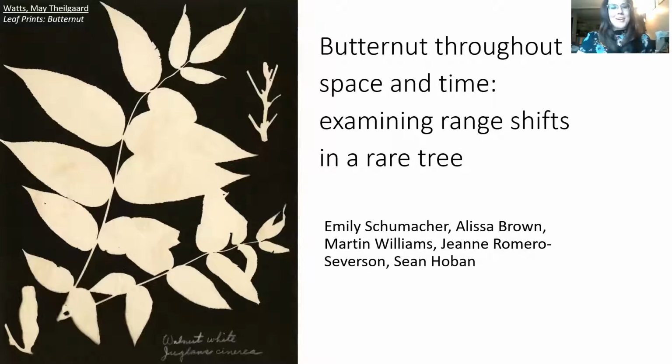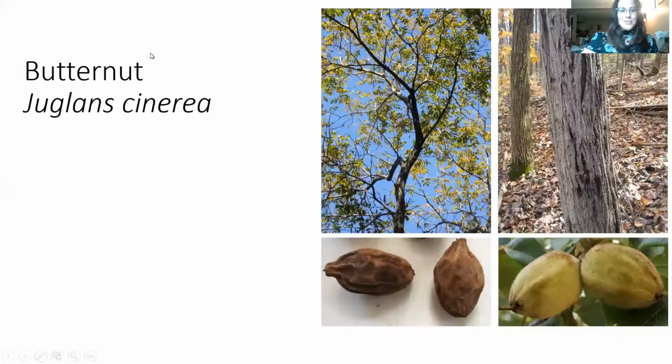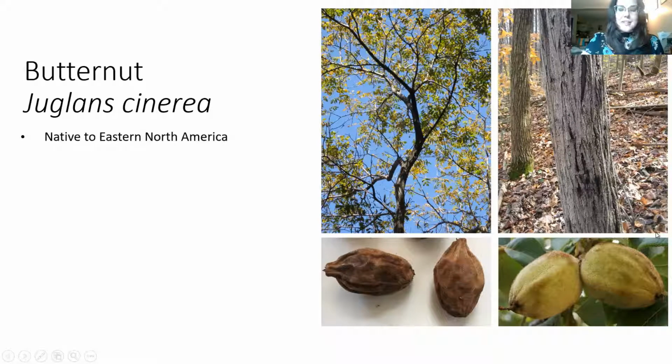I'm Emily Schumacher and this is Butternut Throughout Space and Time, Examining Range Shifts in a Rare Tree. So butternut, also known as Juglans cinerea, is over to the right-hand side. You can see there's some lovely butternuts below. It is a tree species that is native to Eastern North America and is also in general rare.